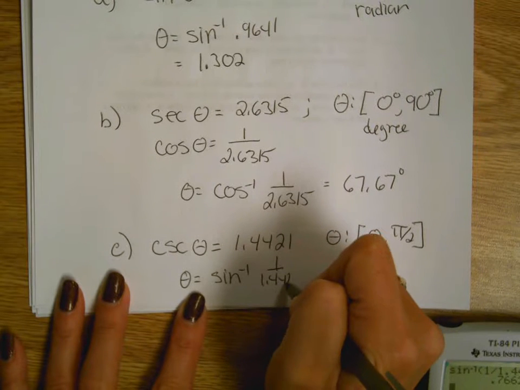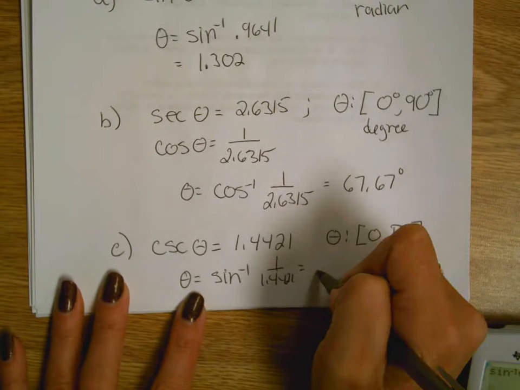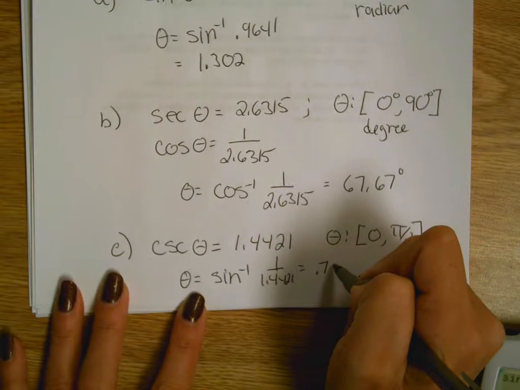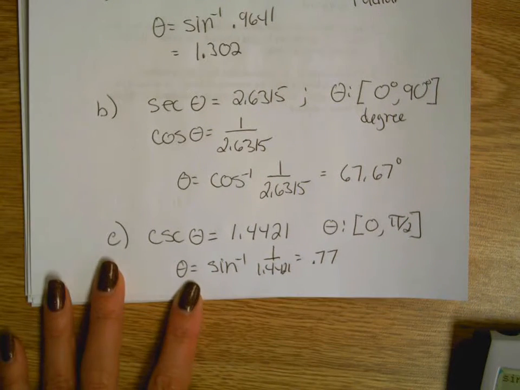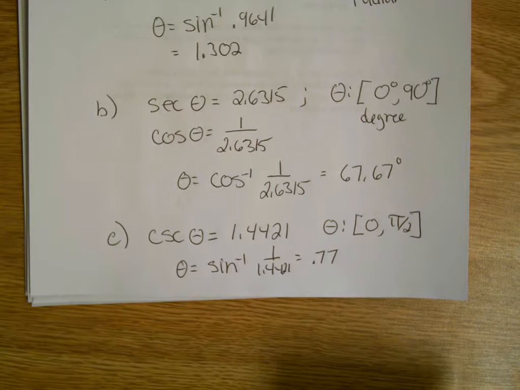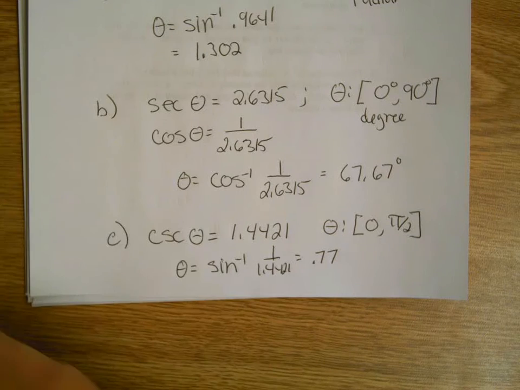What'd you come up with? Okay. I'm going to go 0.77 radians. Any problems with that? All right.